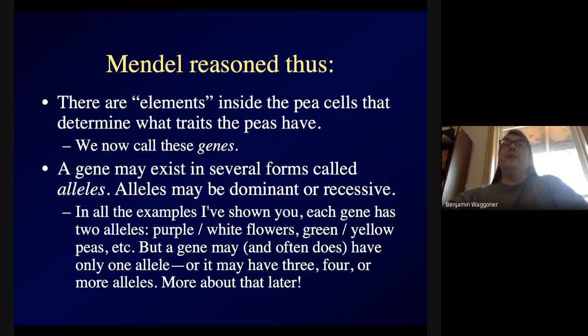In all of the examples I've shown you and everything that you're going to see today, every gene has two different alleles. There's a gene that can either have a purple flower allele or a white flowered allele. There's another gene for pea color that can come in the alleles green or yellow, and so on.